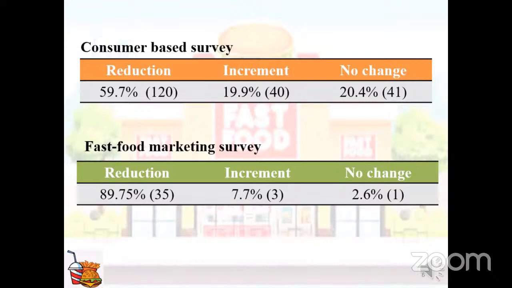According to the results of the marketers, 89.75% reported the reduction of the marketing. 100% of the marketers agreed with the travel restrictions as the major reason for the reduction of the marketing, and nearly 50% said that the lower production due to the lack of employees caused the reduction of the marketing. 7.7% reported an increment of the marketing and reported that online ordering and mobile food delivery services were going successful as their reason for the increment. 2.6% of the marketers reported that there was no change of the marketing.